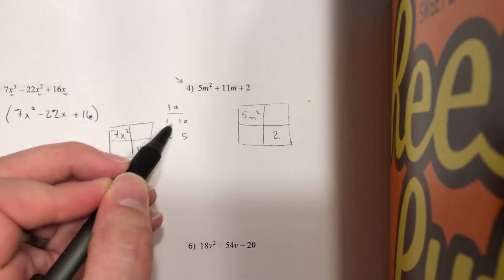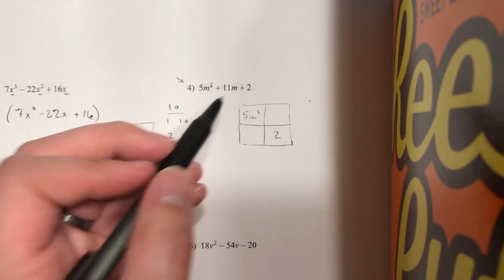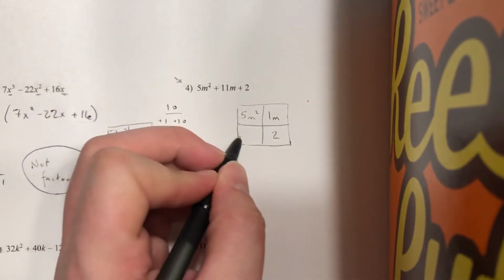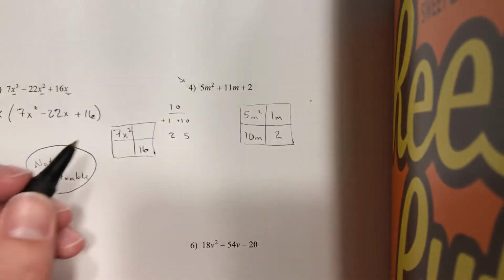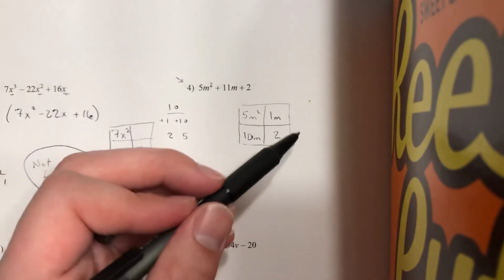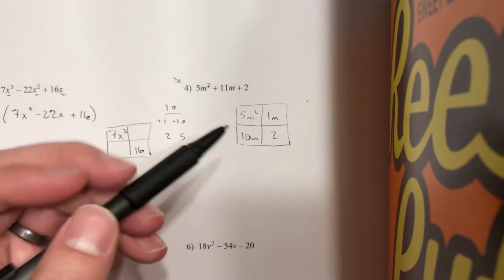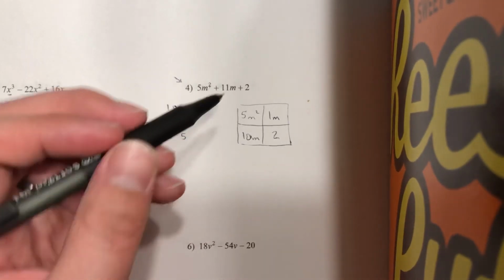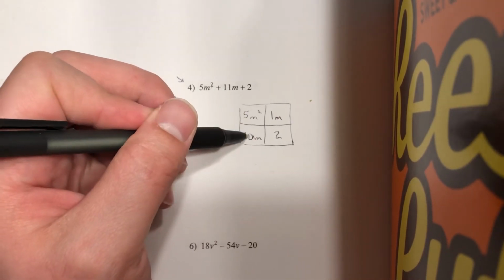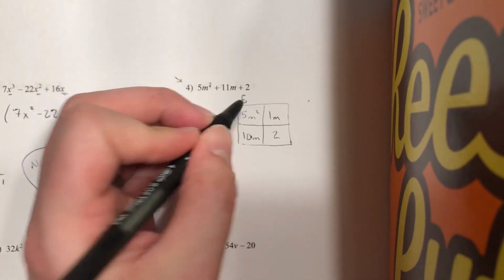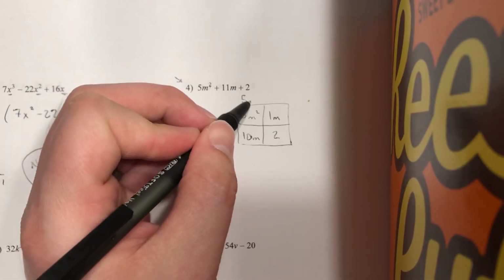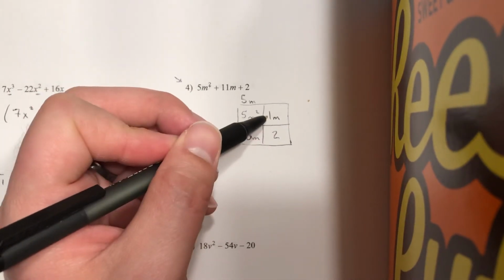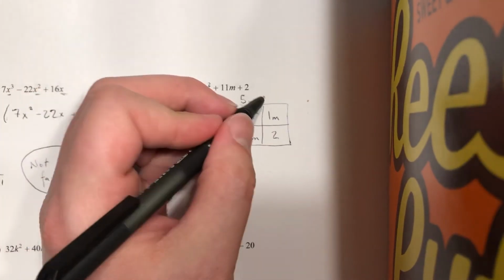Which combination of numbers can get me to 11? Oh, that one's easy. 1 and a 10. So 1m and a 10m. Now what we need to do is look at these columns and rows and figure out, okay, I need to do the GCF of each of these and figure out which combination will work. So we have 5 and 10, the greatest common factor is a 5. M squared and m, the greatest common factor is an m. Looking at this second one, the biggest thing that 1m and 2 have in common is a 1.